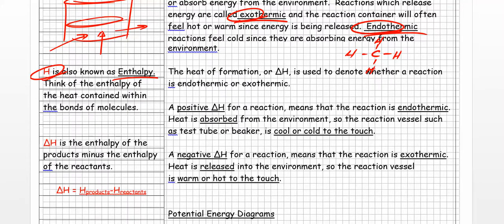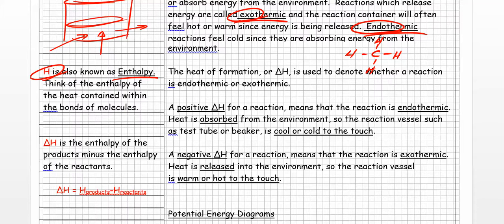Within each of those 4 bonds is energy. And we can take that energy and convert it into heat for cooking or whatever it is that we need to do by a process that we'll talk about in just a few moments. But the point is this: inside of these bonds is energy. So delta H is used to denote whether a reaction is endothermic or exothermic.